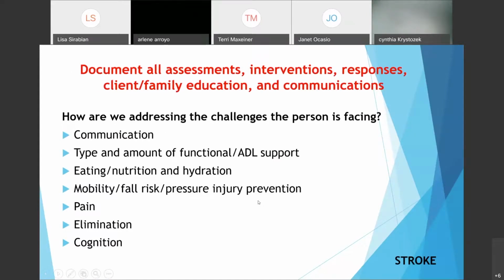And ultimately, how are we addressing the specific challenges that this person is facing? Challenges with communication, the type and amount of functional and ADL support, the eating, nutrition, hydration. What challenges do they have? How are we compensating? What about mobility, fall risk, pressure injury prevention, pain elimination, and cognition? All of those things are a part of our documentation.